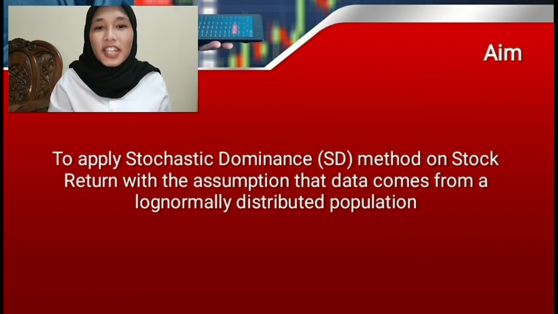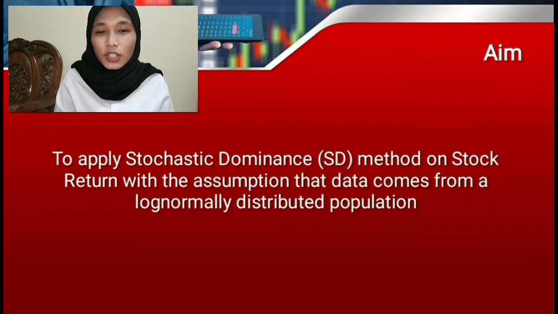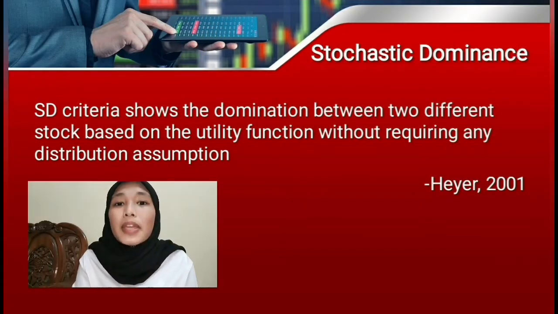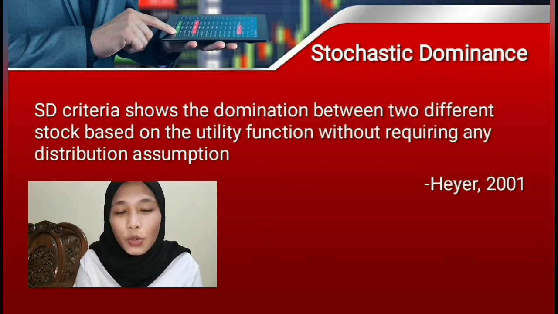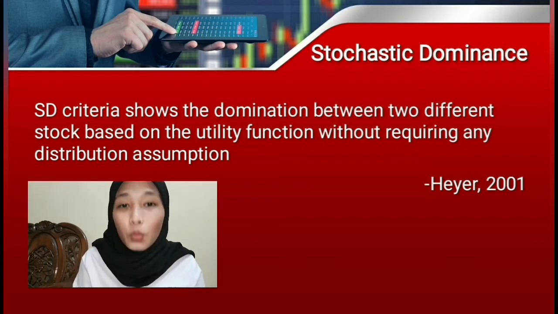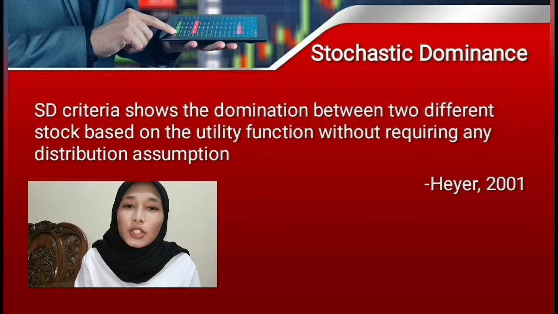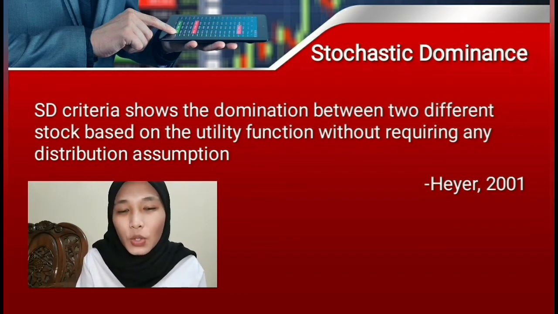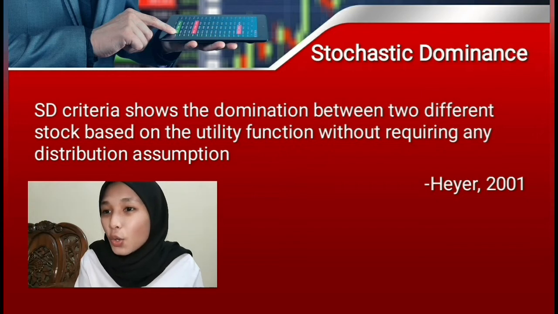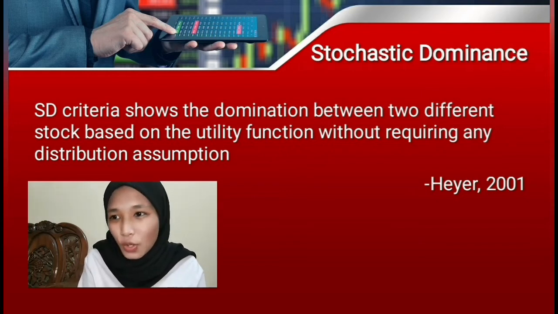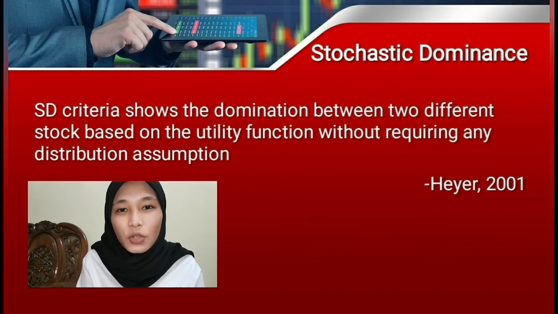Based on the explanation before, the aim of my paper is to apply the stochastic dominance method on stock return data with the assumption that the data comes from log-normally distributed populations. Many of us are still unfamiliar with what stochastic dominance is and what this method is used for. Based on Hey in 2001, stochastic dominance criteria show the dominance between two different stocks based on utility functions without requiring any distribution assumption.